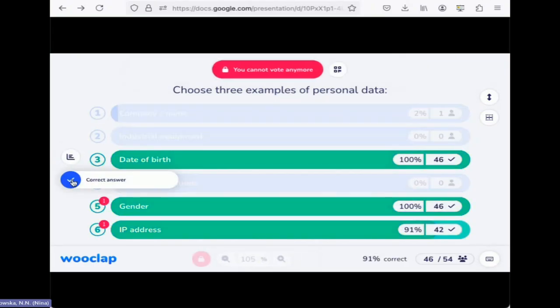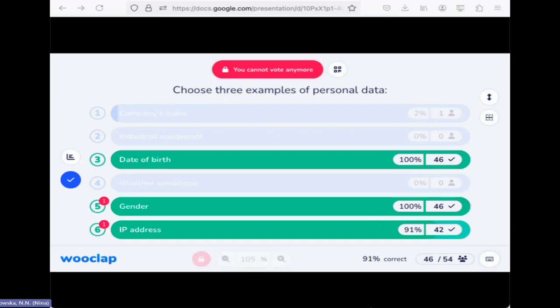Yes, exactly. So great, you did a great job. So this is the date of birth, gender, IP address. These are personal data. Company's name is not related to a person, the same as industrial equipment, so they are not personal information, and weather condition is just information that is also not related to a person.